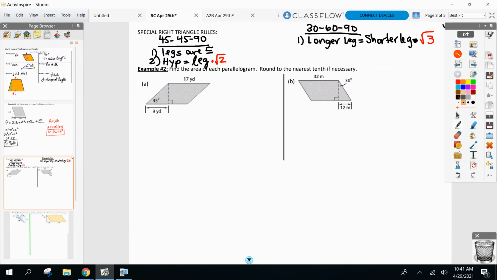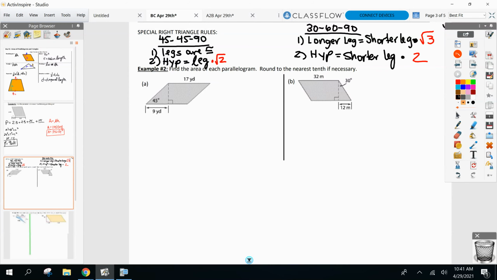And then how about the old hypotenuse here? How do we find the hypotenuse? Do you remember that rule? What's up, Sophia? Isn't it double the shorter leg? You got it. Shorter leg times 2. Good. There it is. Okay, little review there.